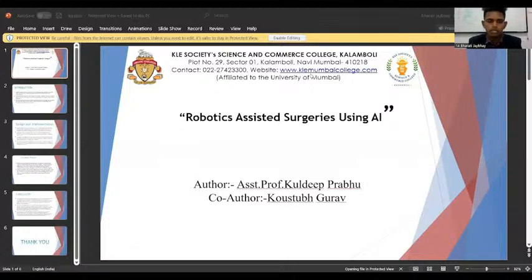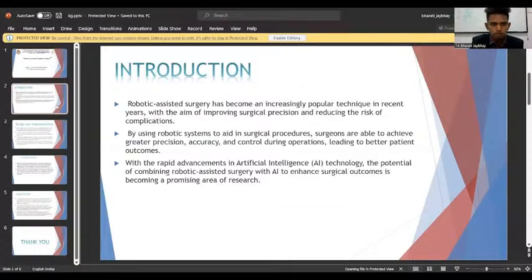Hello, good morning to one and all present here. My name is Kaustubh from SYBSCIT. So today my research paper topic is robotic assisted surgeries using AI. So let's start with the introduction part.